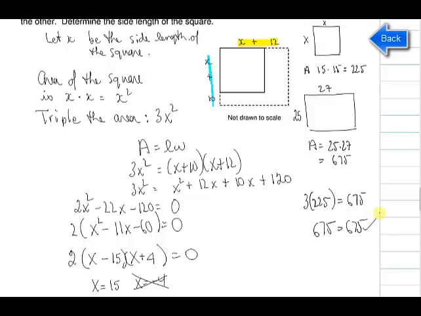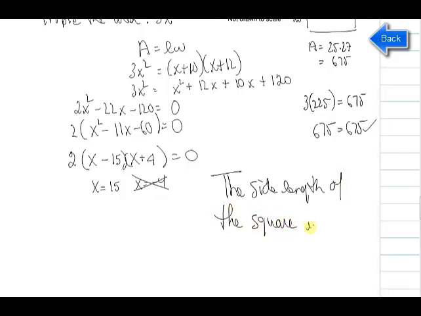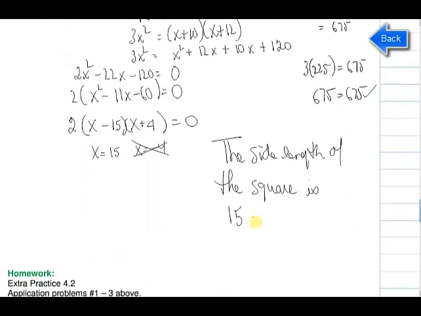Okay, so the side length of the square is 15, and we're dealing with centimeters here. Yeah, centimeters. And you're done. So that ends example 5.